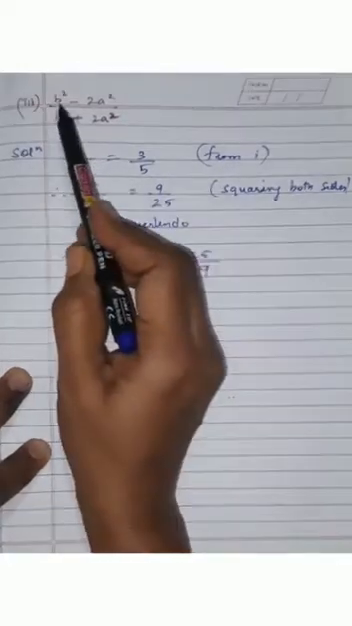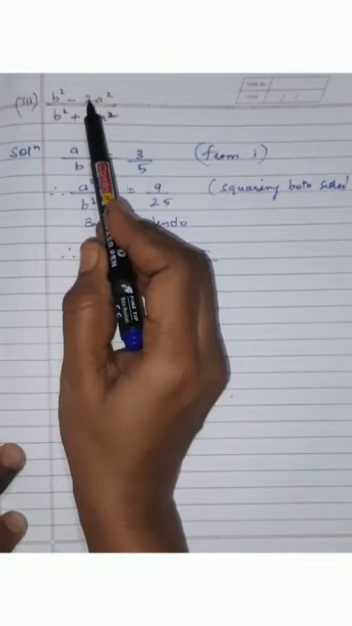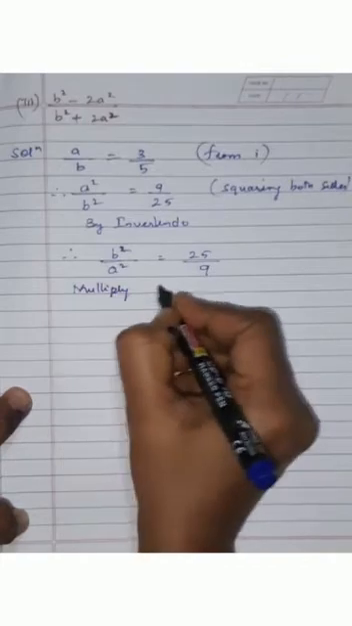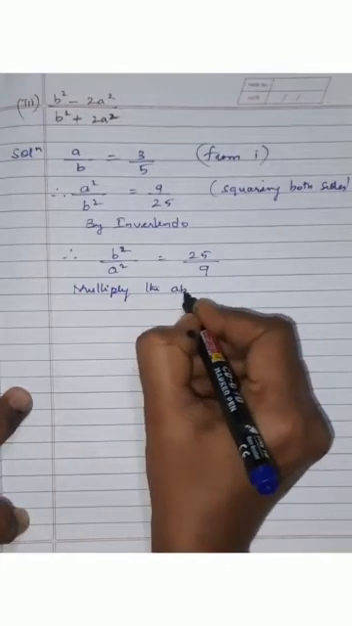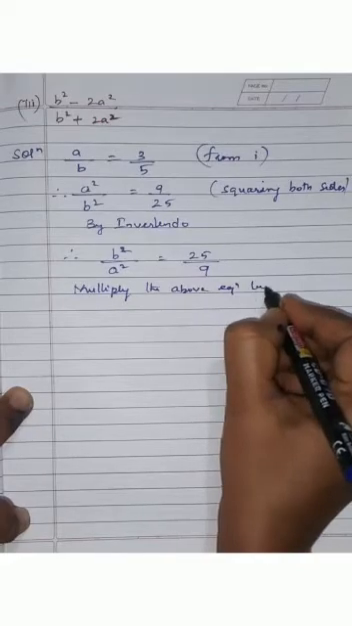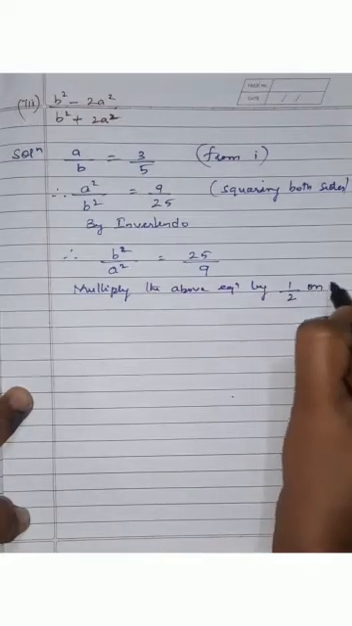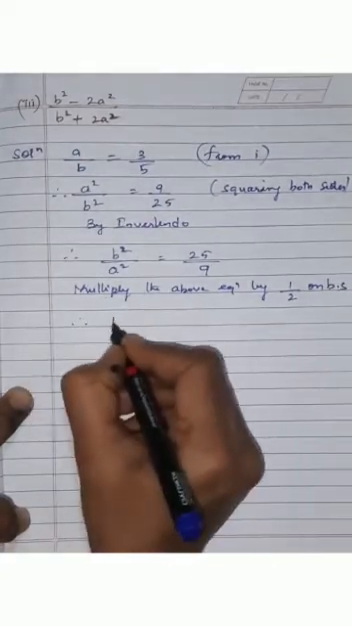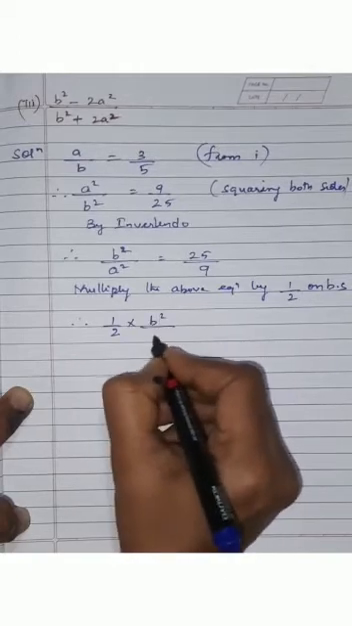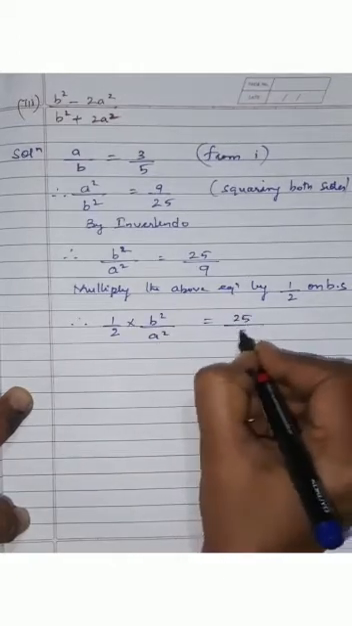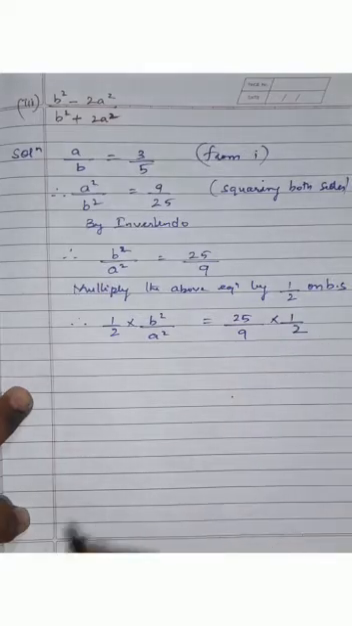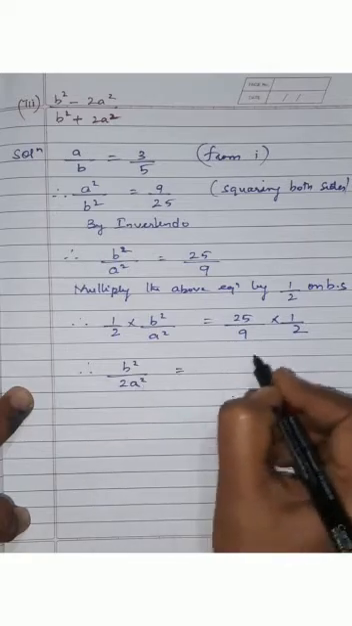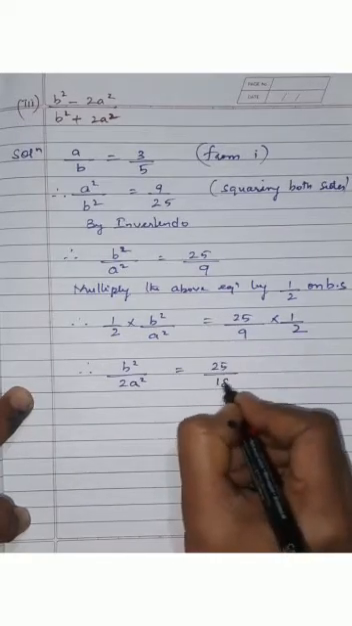Now children, you can see the coefficient of b is 1 and the coefficient of a is 2. That means we have to multiply the above equation by 1 upon 2 on both sides. So when we multiply with 1 upon 2, we get 1 upon 2 multiplied by b square upon a square is equal to 25 upon 9 multiplied by 1 upon 2. Therefore, we get b square upon 2a square is equal to 25 upon 18, children.